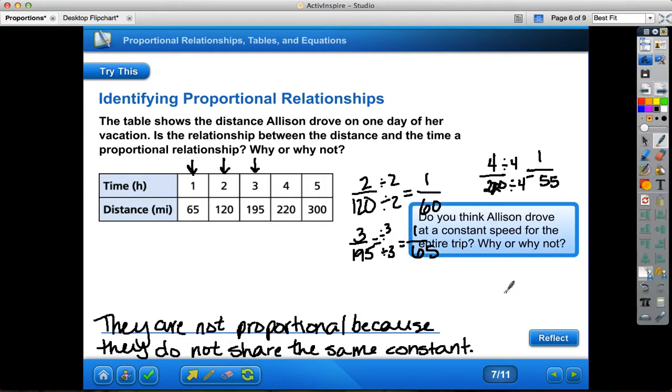Okay, and your reflection question. Do you think Allison drove at a constant speed for the entire trip? Why or why not? So use the information in the table and your answer here to determine if she drove at a constant speed. Remember, constant means it didn't change.